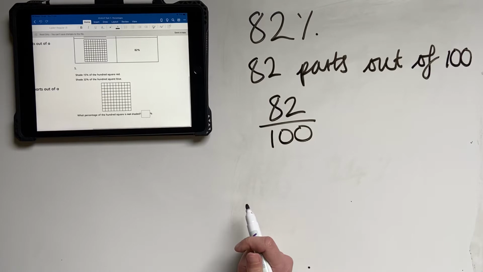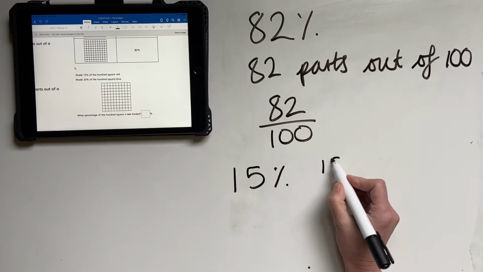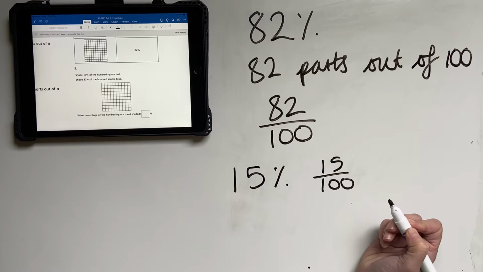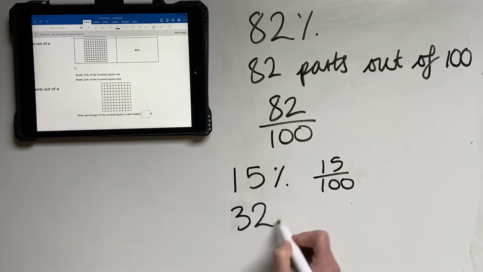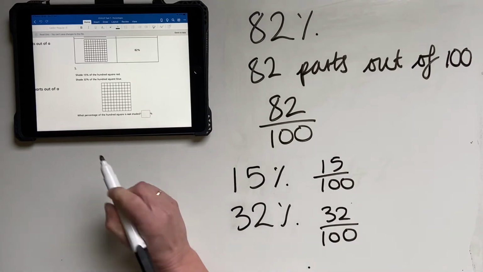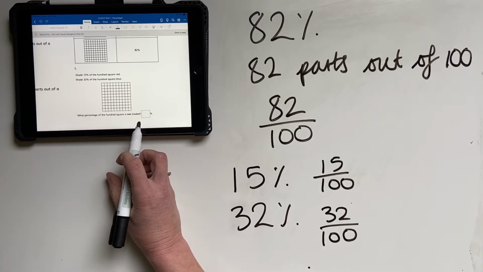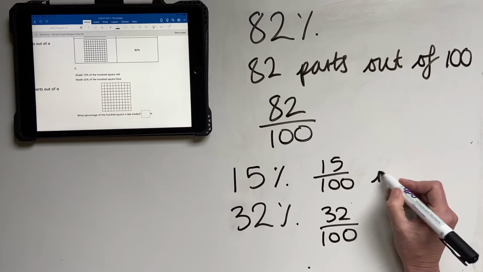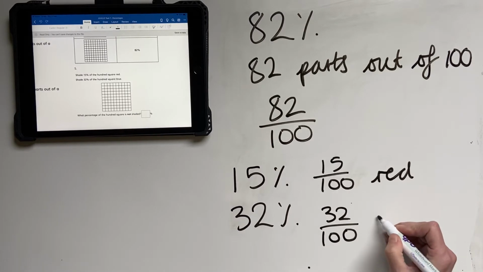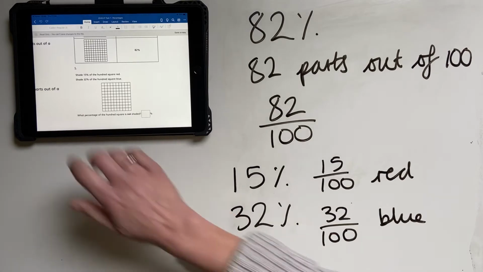On question 5, you've got to shade 15% red. So remember, 15% is 15 out of 100. And then 32% is 32 out of 100. And the question here is, what percentage of the 100 square is not shaded? So colour 15% in red, colour 32% in blue. What percentage is not shaded? Okay, so that's task 1.